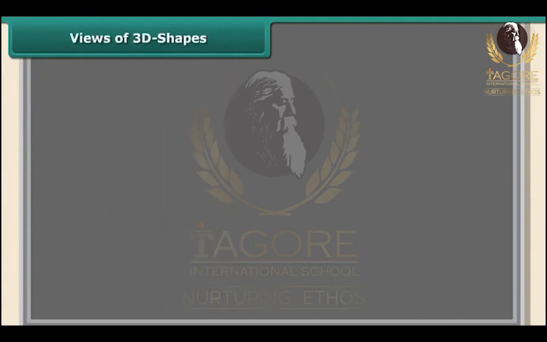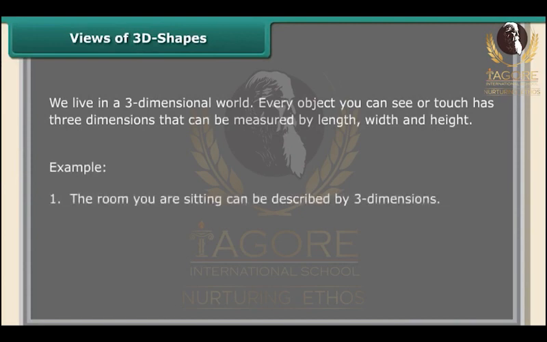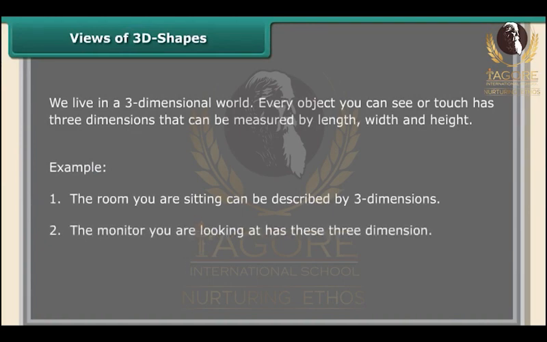Views of 3D shapes. We live in a three-dimensional world. Every object you can see or touch has three dimensions that can be measured by length, width, and height. Example 1. The room you are sitting can be described by three dimensions.